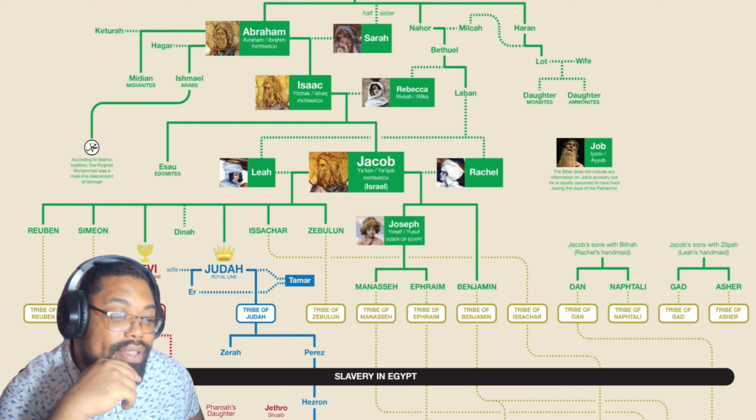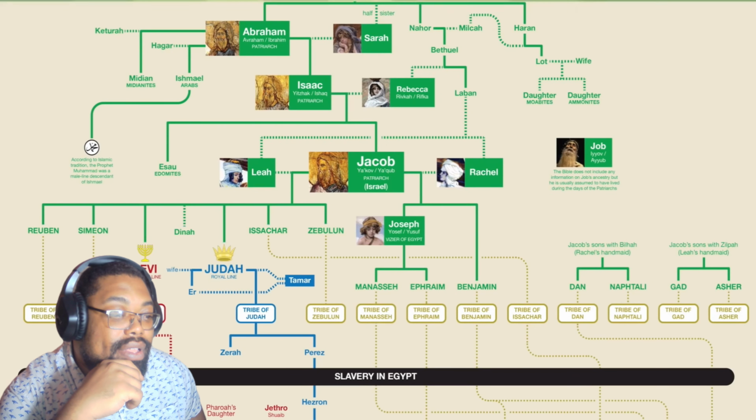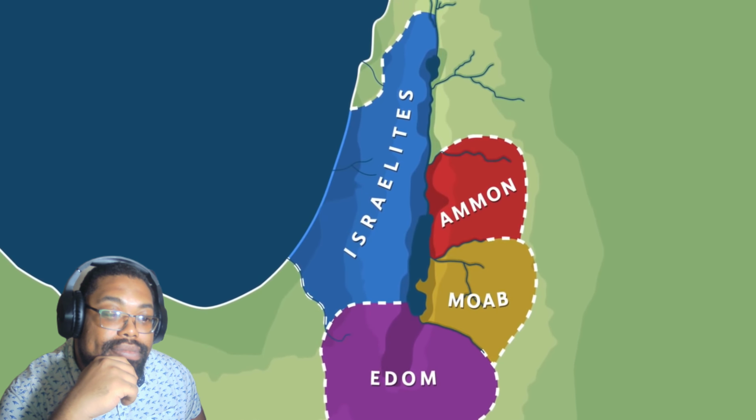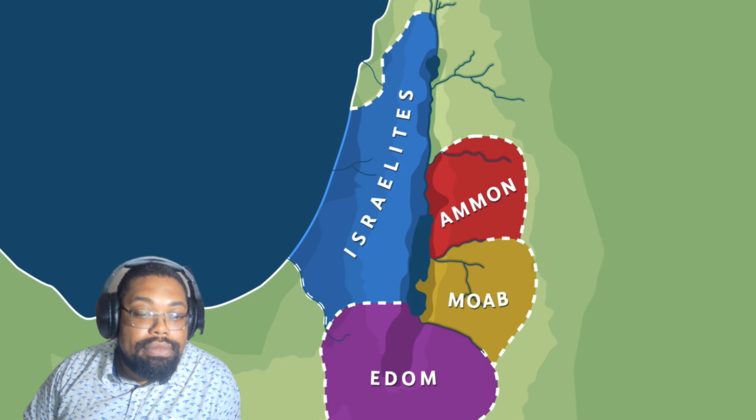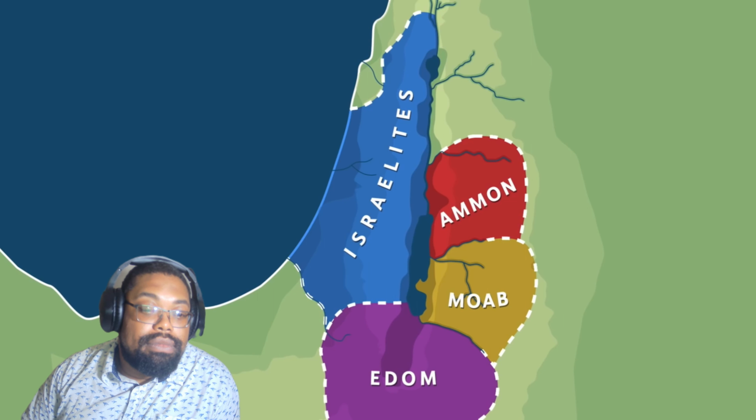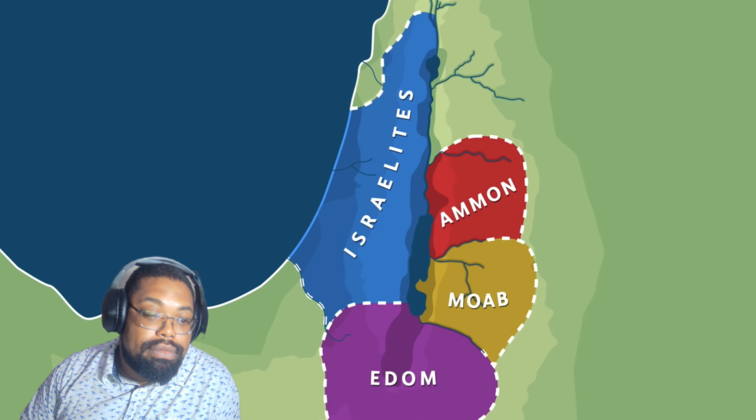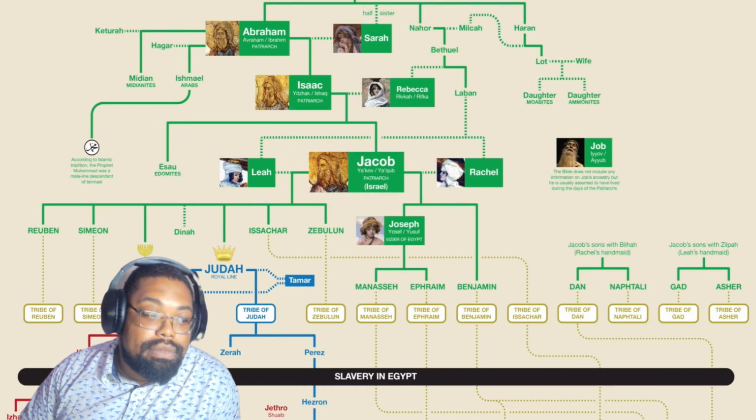But before we move on, let's quickly look at a map of the biblical land of Israel. To the east, in what is today Jordan, there were three nations that were on and off enemies of the Israelites: Ammon, Moab, and Edom. Well, according to the Bible, these three nations were actually relatives of the Israelites. The Moabites and Ammonites were the descendants of Abraham's nephew Lot, and the Edomites were the descendants of Jacob's older brother Esau.